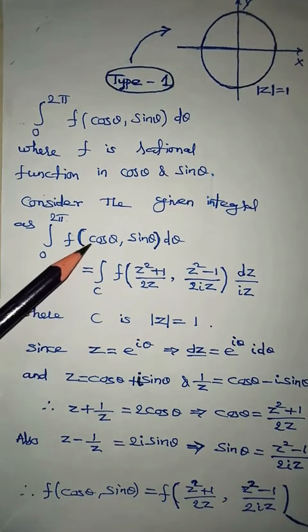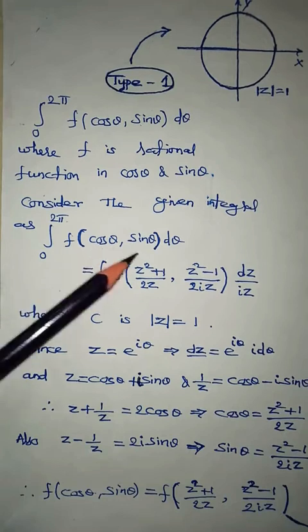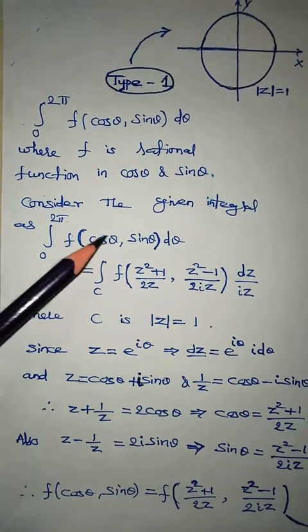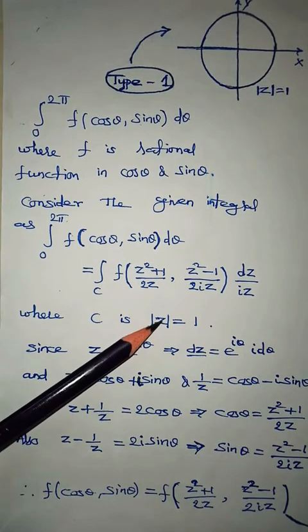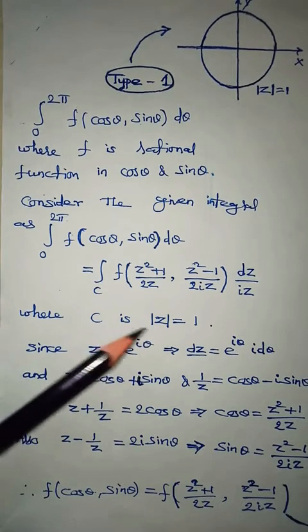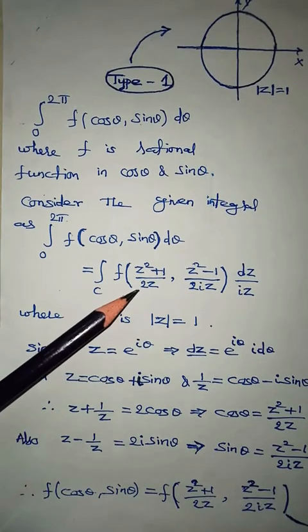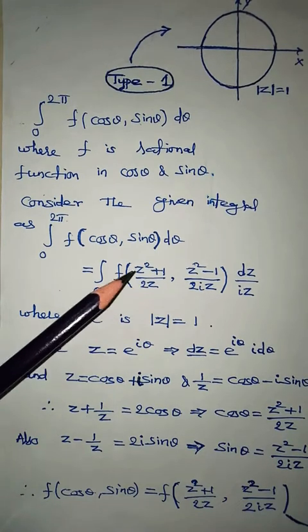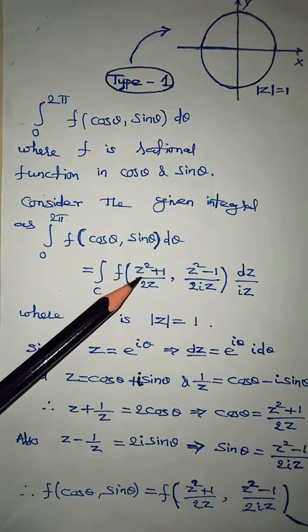Now your given question is in the form of theta, cos theta and sin theta. So that's why, in all type 1 problems, we consider the unit circle as the assumption. Based on this assumption, we are going to evaluate the given integral in the form of z. After that, apply the Cauchy residue theorem, and you will get the answer. Okay, next we'll move to the second type.